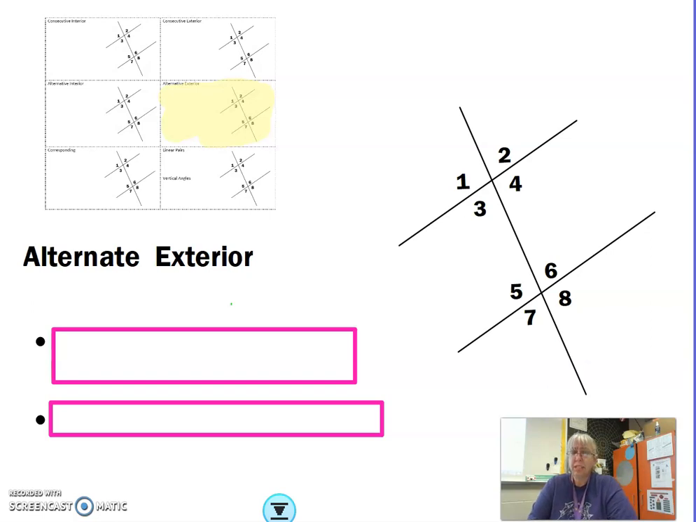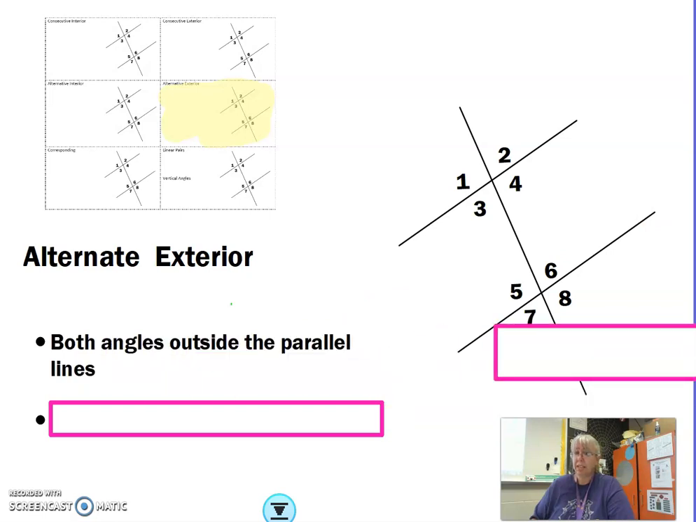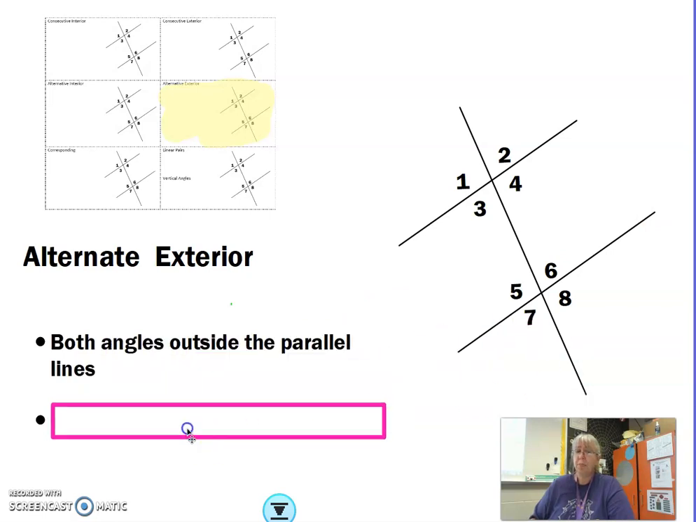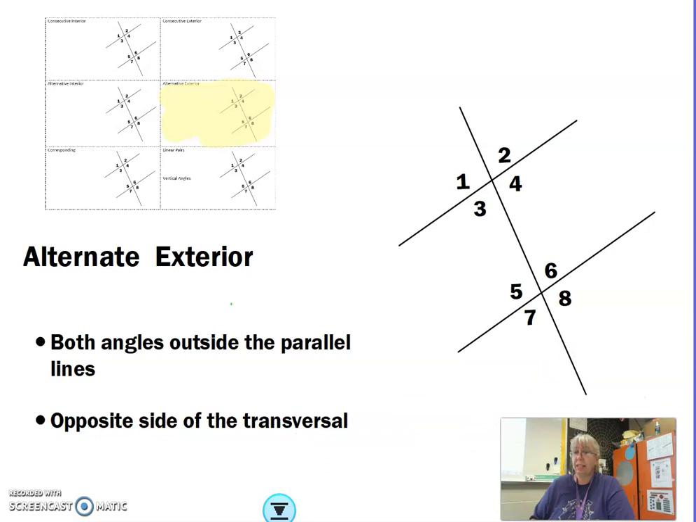Our next one is the alternate exteriors. So these are the angles that are outside of the lines and on opposite sides. So if I start with angle 1 that's outside, I come down here, angle 8 is its partner. And if I start with angle 2, its partner would be angle 7.